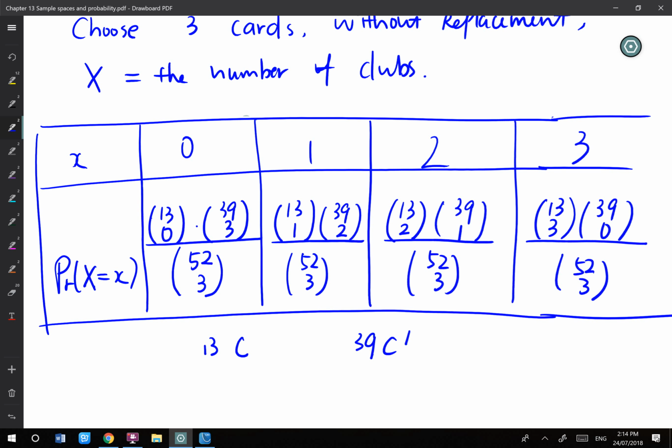That's how many combinations satisfy what I required, and then I divide by the total number of ways I can make the combination. That will give me a probability, and that probability is for X equals 0, 1, 2, and 3.